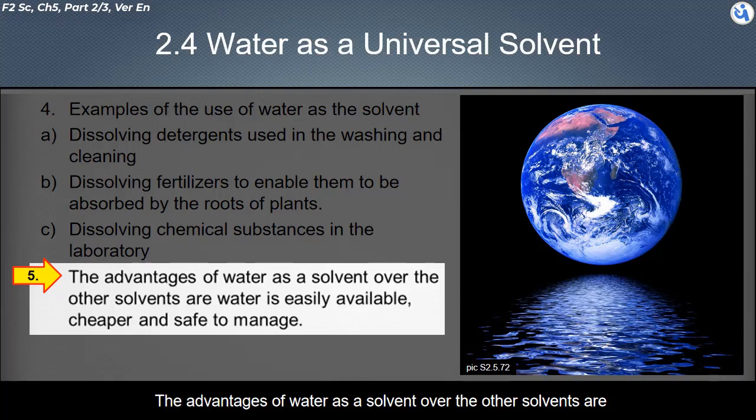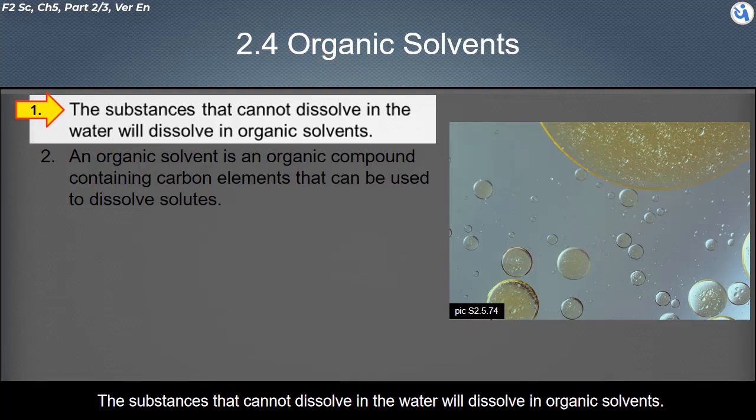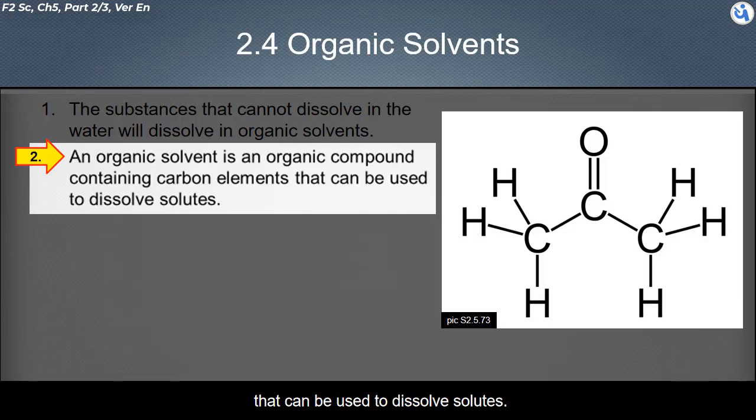The advantages of water as a solvent over the other solvents are: water is easily available, cheaper, and safe to manage. Besides water acting as the solvent, there is another type of solvents called organic solvents. The substances that cannot dissolve in the water will dissolve in organic solvents. An organic solvent is an organic compound containing carbon elements that can be used to dissolve solutes.